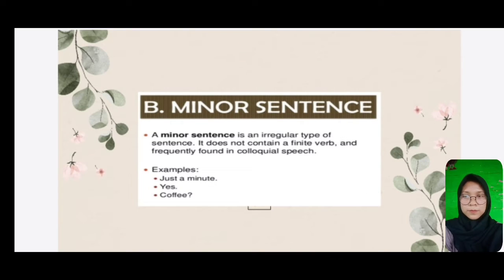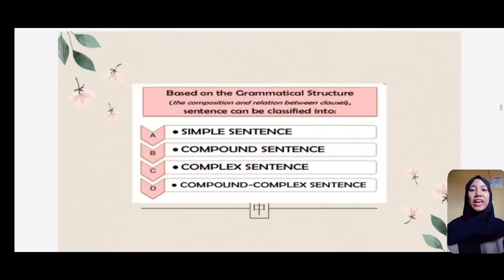Minor sentence. A minor sentence is an irregular type of sentence. It does not contain a finite verb and is frequently found in colloquial speech.